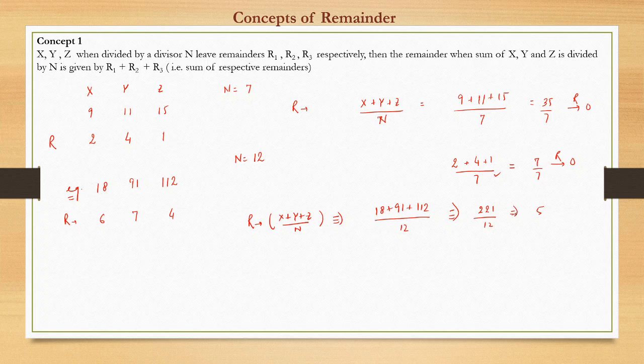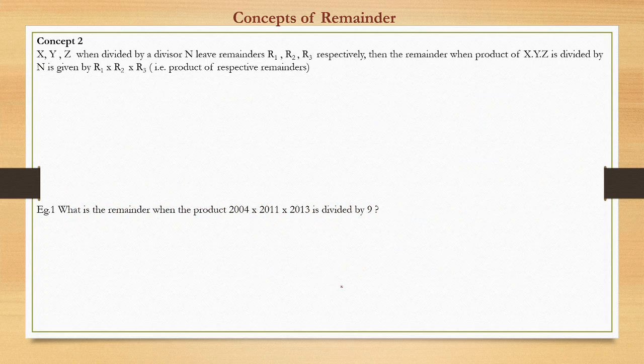So this way we could have done it, but rather than taking the original numbers, if we had calculated the remainder using the individual remainders, which are 6, 7 and 4, so 674 by 12, we can write this as the remainder of 6 plus 7 is 13, plus 4 is 17, by 12, which is nothing but a remainder of 5. Same as here, but this is much easier to calculate. Hence this is a very useful concept which we will be using later on also.